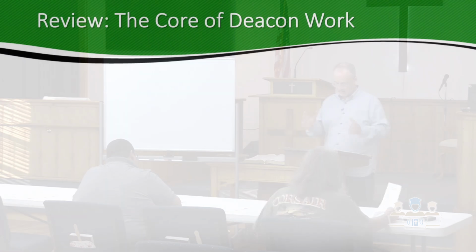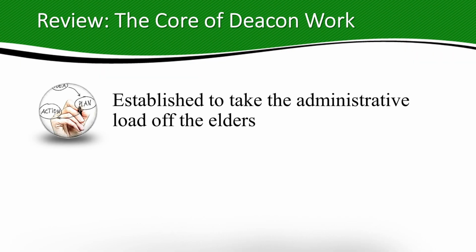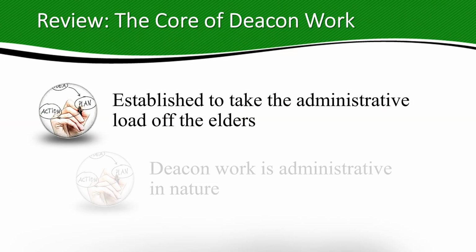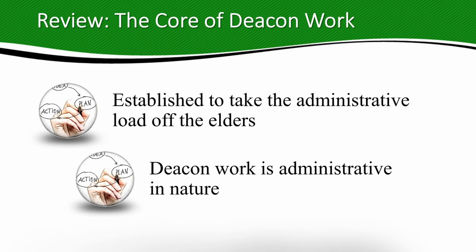You remember in session 1, we essentially just had 2 core things we were trying to teach. The first is that the deacon was established to take the administrative load off of the elders. We had this food distribution program that the elders were getting too involved in in Jerusalem, and they said, we can't keep doing this, so we need to pass this off to some faithful men to take care of this. So it was to pass that load off from the elders to another set of men that we call deacons. And then we made the point that the deacon work was administrative at its core.